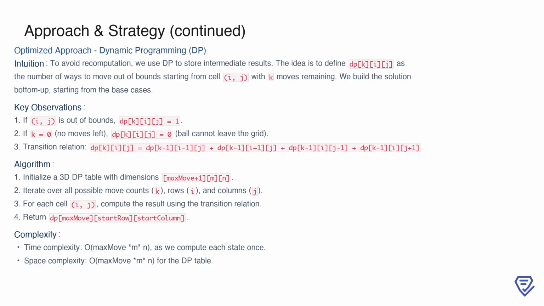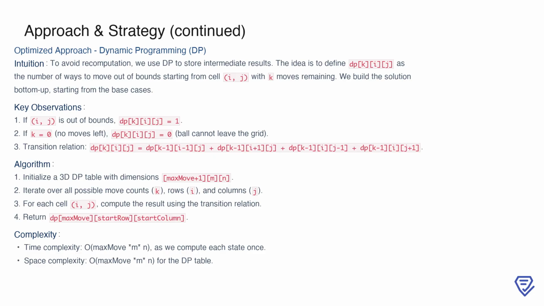The key transition relation is that dp[k][i][j] is the sum of the values from the 4 possible moves in the previous state, moving up, down, left, or right. This gives us dp[k][i][j] equals dp[k-1][i-1][j] plus dp[k-1][i+1][j] plus dp[k-1][i][j-1] plus dp[k-1][i][j+1].